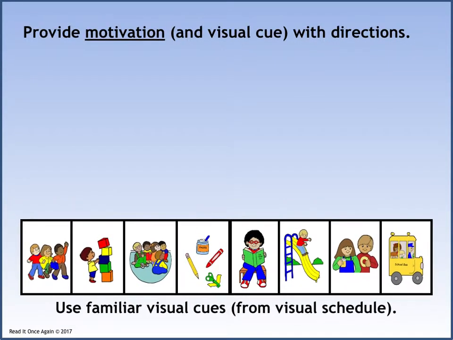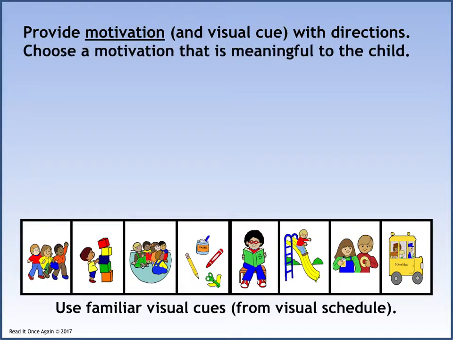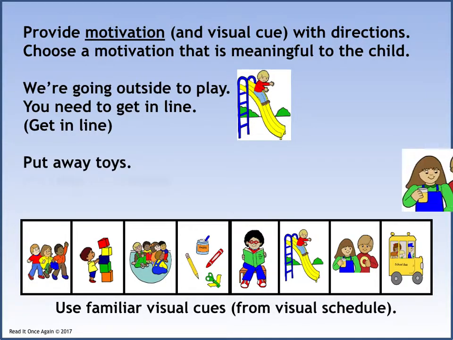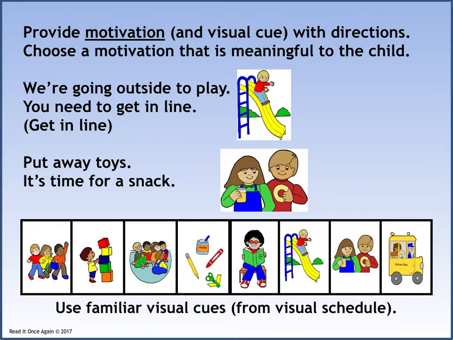Provide motivation and a visual cue for your visual schedule with directions. Choose a motivation that is meaningful to each child, such as, "We are going outside to play, you need to get in line." Or you may need to reduce the language to just "get in line." The direction is, "Put away toys." The motivation, along with the visual cue, is, "It's time for a snack." You can reduce the number of words to just "snack time."